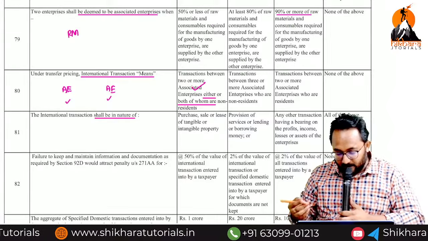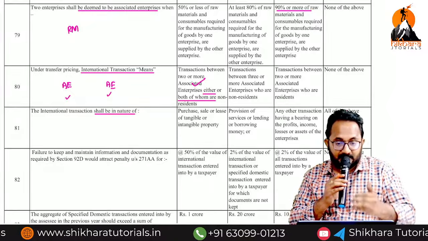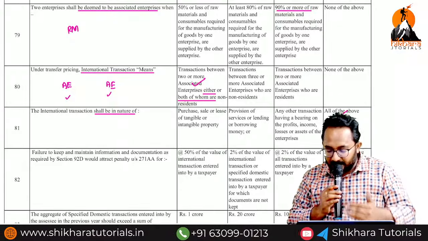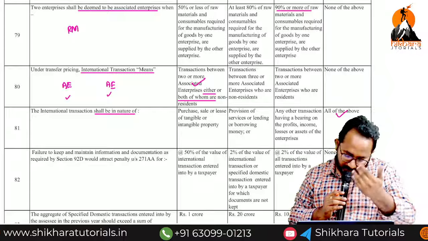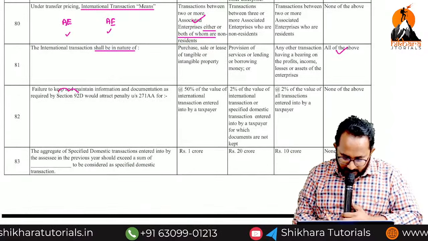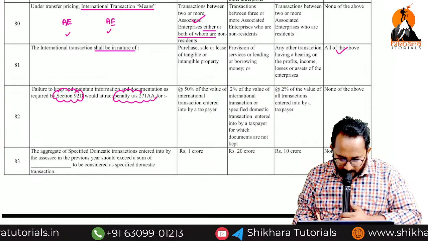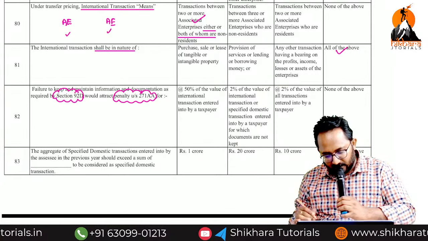International transaction shall be in the nature of any kind. An international transaction may be purchase, sale, leasing, letting out, borrowing, lending of money, etc. Again, they are combined under the 92D records. If you fail to maintain them, you have to pay the penalty under section 271A.